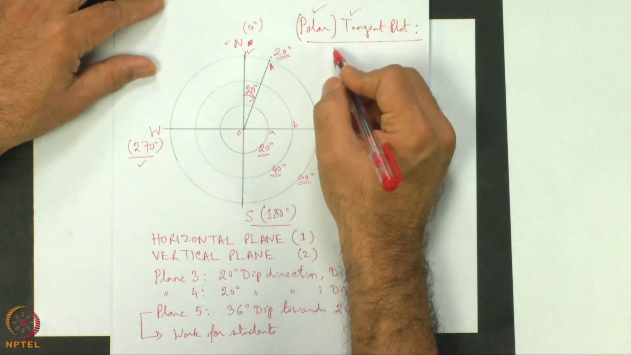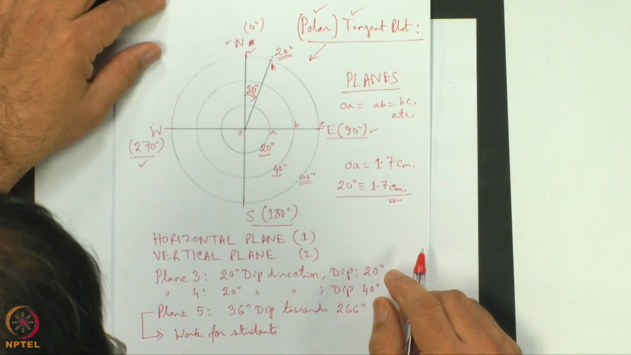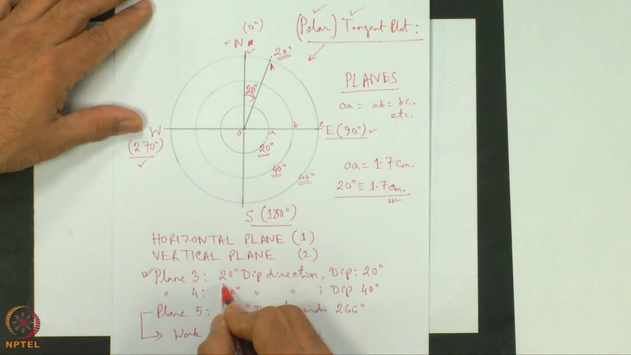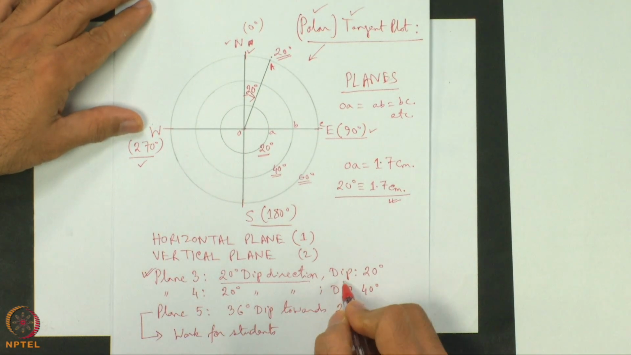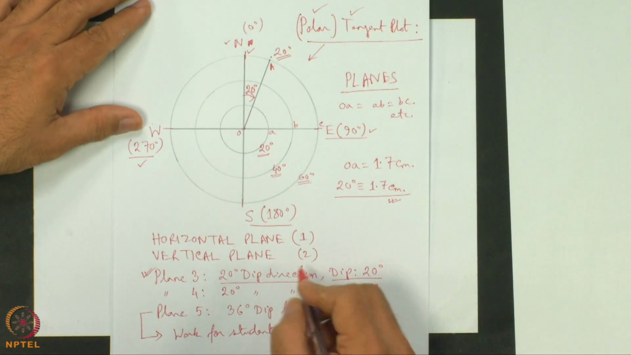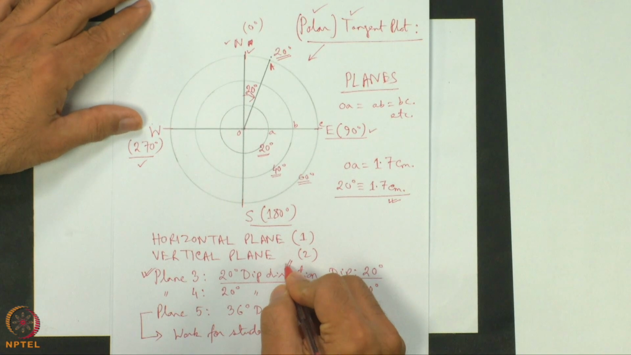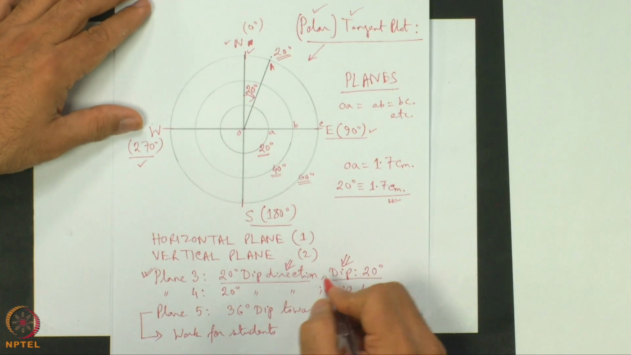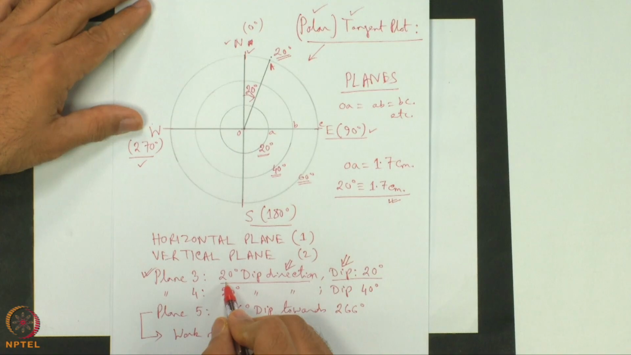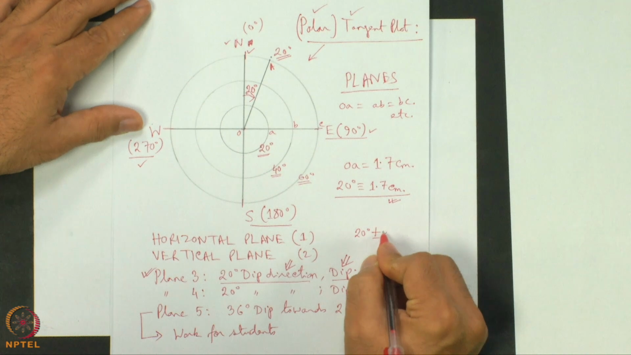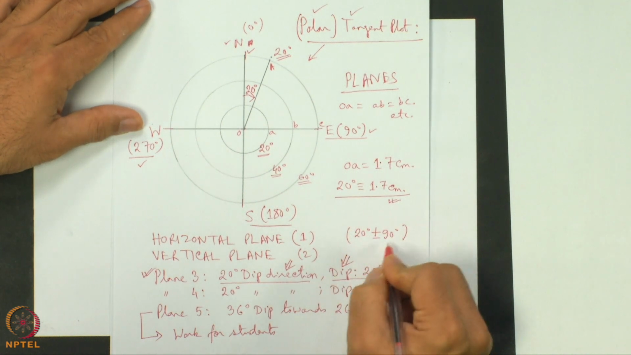Now in this polar tangent plot, I am going to plot first plane 3 which has a data of 20 degree dip direction and dip amount 20 degree. Here we are going to deal with two pieces of information about the plane, dip direction and dip, not the strike. But strike can be understood: if the dip direction is 20 degree, the strike for plane 3 is 20 degrees plus minus 90 degrees.